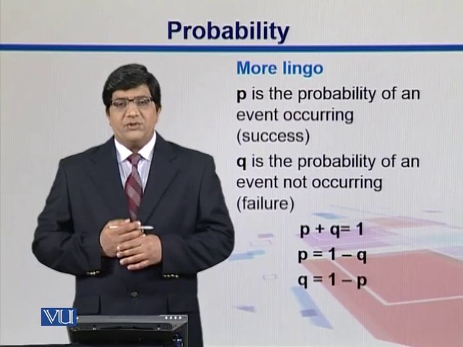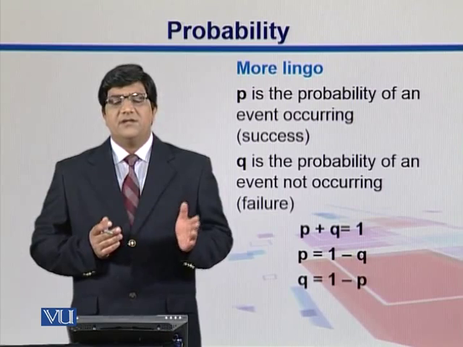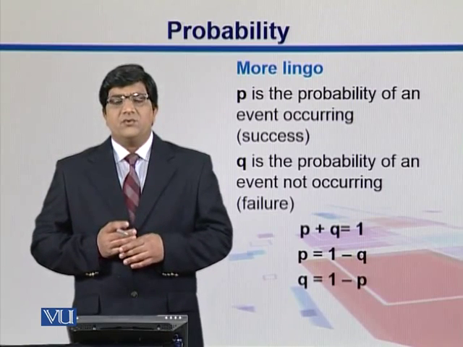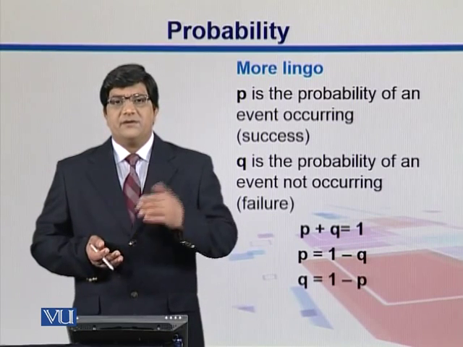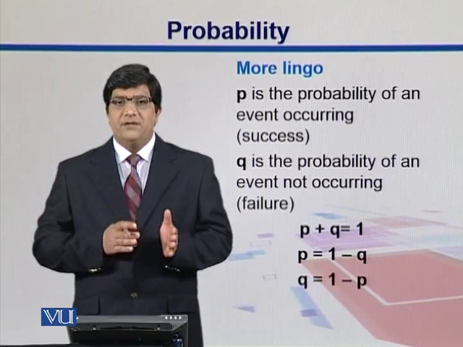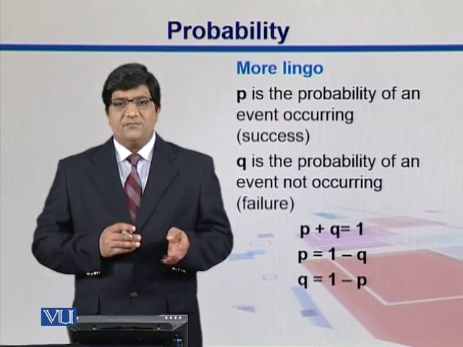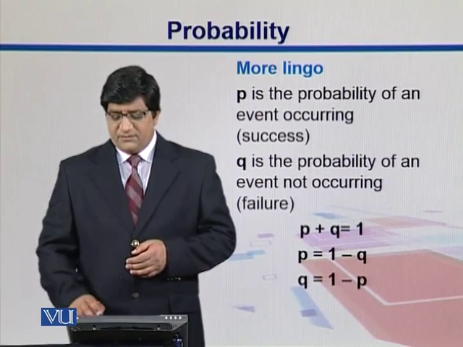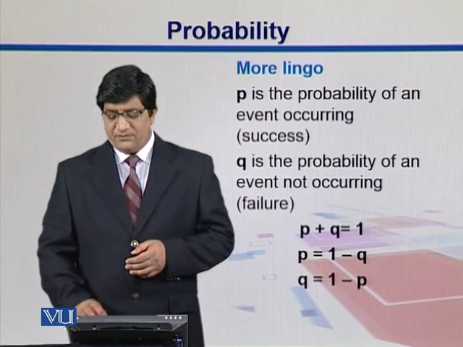We also know that P plus Q is equal to 1, since probabilities range from 0 to 1. So if the probability of success is 50%, obviously the probability of failure is also 50%. We add them together, it becomes 1. So if you know P, you can get Q. If you know Q, you can get P through these equations. If you flip around, P is equal to 1 minus Q and Q is equal to 1 minus P.